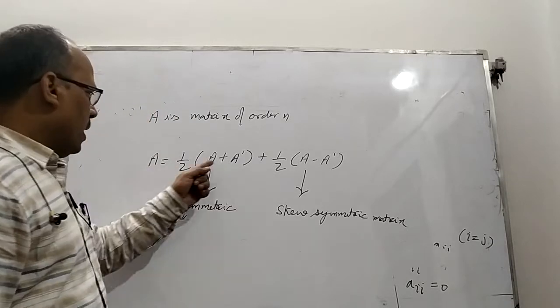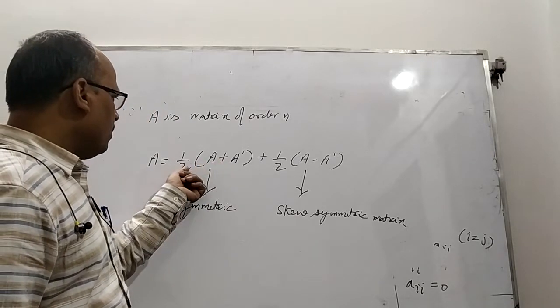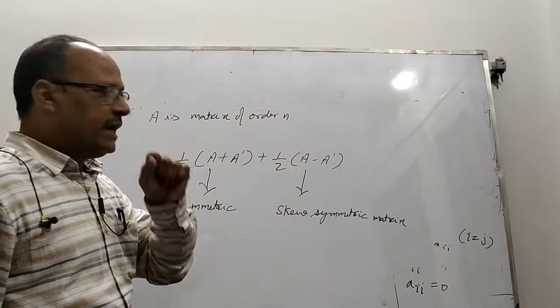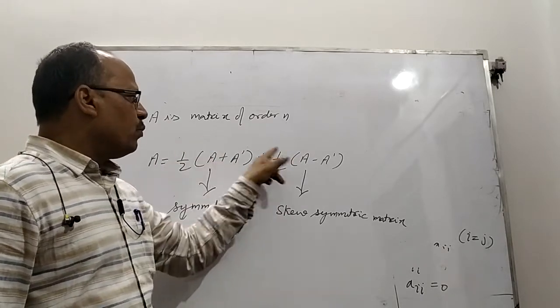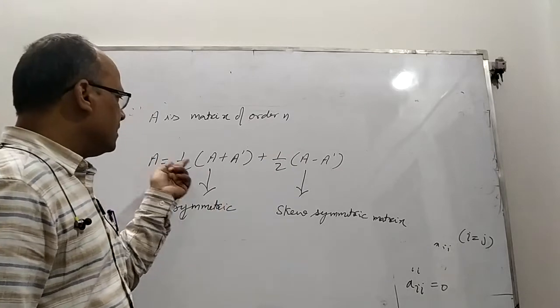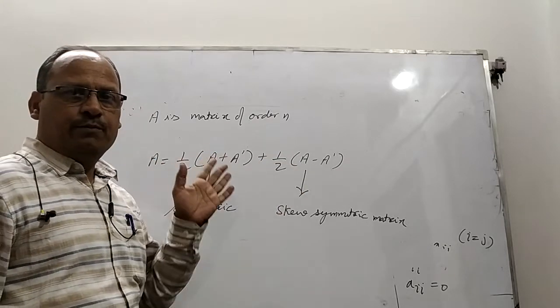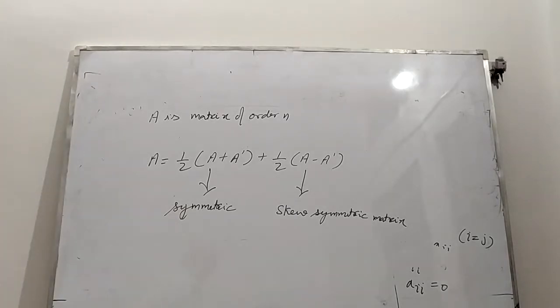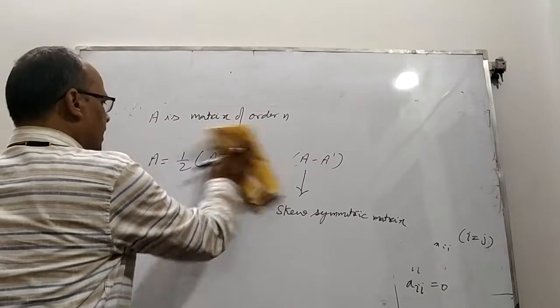So now look here, just you see, 1 by 2 A, 1 by 2 A. If you add it, you will get 1 by 2 A dash minus 1 by 2 A dash, which cancels. Now in this way we can decompose. Okay, now we'll see some questions related to this.